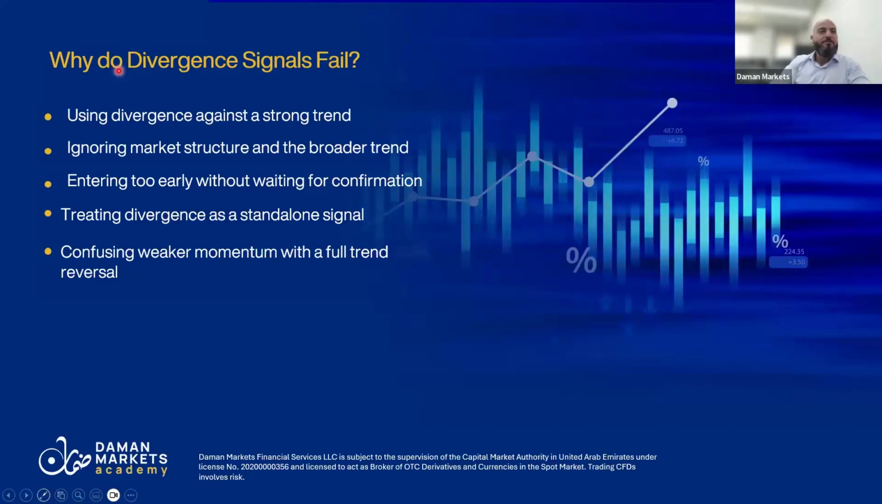Now, sometimes divergences do fail because we are not using them in the right way. Using divergence against a strong trend is not a good idea. Ignoring market structure and broader trend is not a good idea. Entering too early without confirmation is also one of the big mistakes that traders commit. Treating divergence as a standalone signal is also not advisable. And confusing weaker momentum with a full trend reversal is also a big mistake.